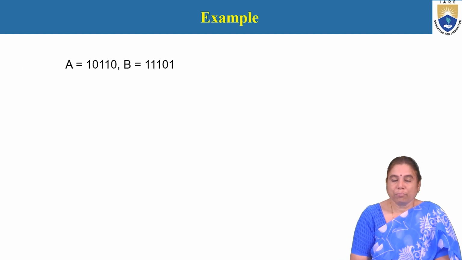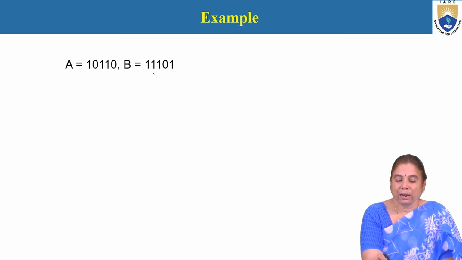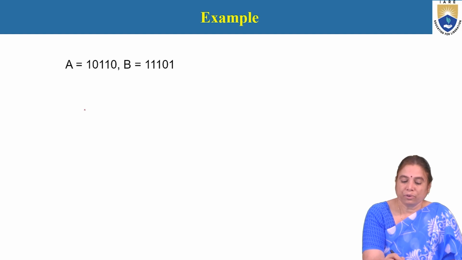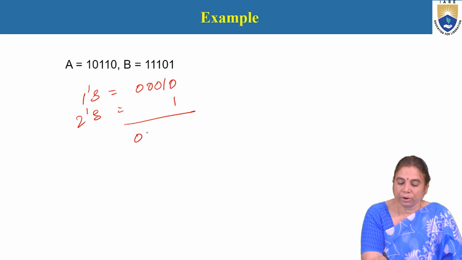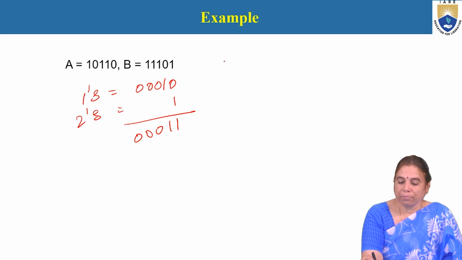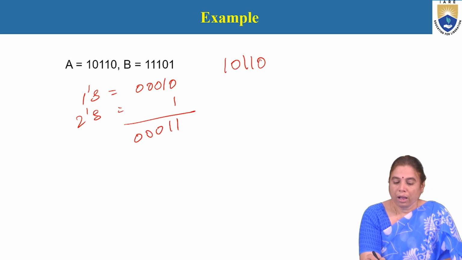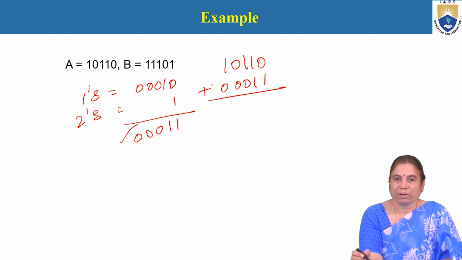So consider the example. A value is 10110, B value is 11101. So the 2's complement of B can be found. First we have to find the 1's complement. It is 00010, and the 2's complement can be obtained by adding a 1 to it. So 00011 is the 2's complement of B. Now A is 10110, and to this the 2's complement of B can be added. So we have to perform the addition.